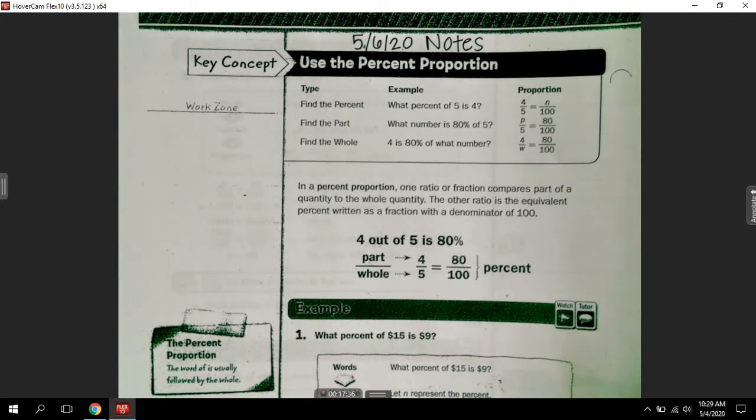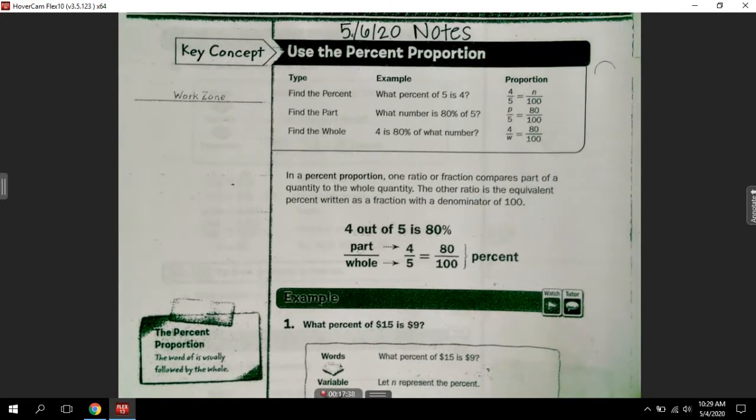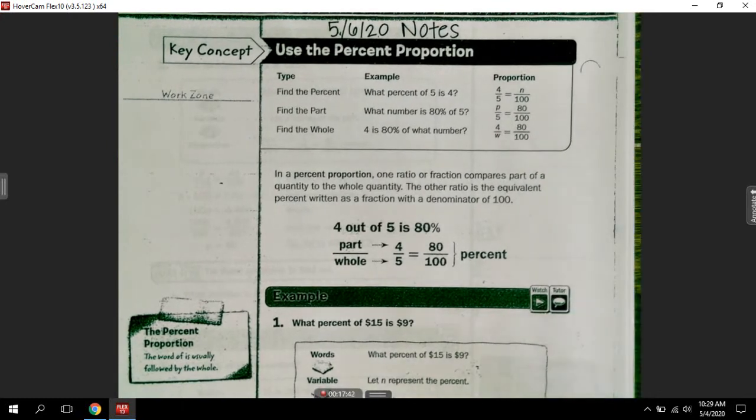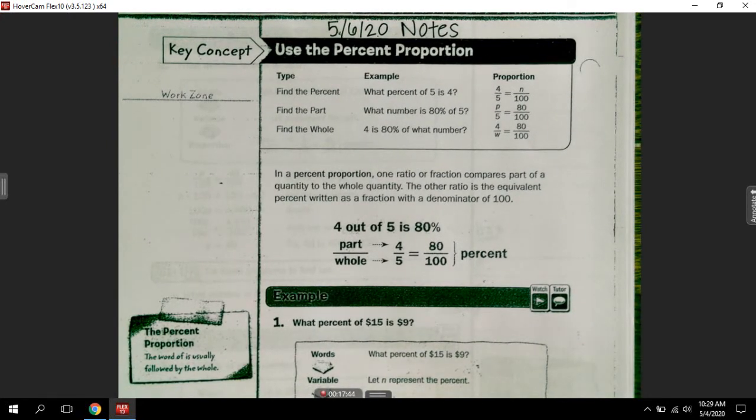So this is percent proportion. It is not bad at all. You're just setting up proportions, which we've already done before. We've used proportions, I think, second 9 weeks, maybe? First or second 9 weeks, can't remember.